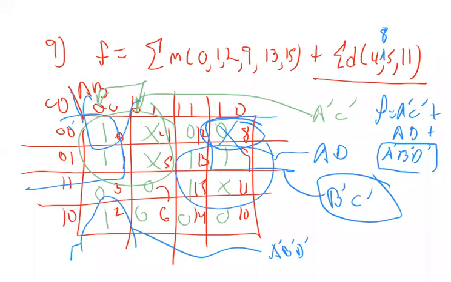Let's try another one with don't cares, because I think that's a very good thing. We're going to find a minimum product of sums using a canonical sum of products with don't cares. This is question number 8. So let's do question 8. I think it's a good one. We're going to write this.